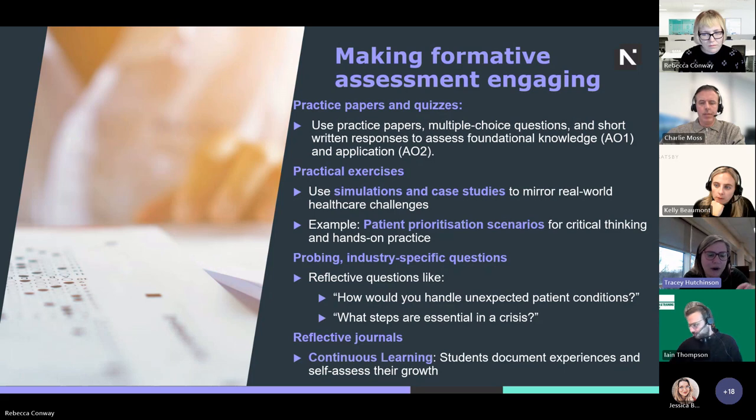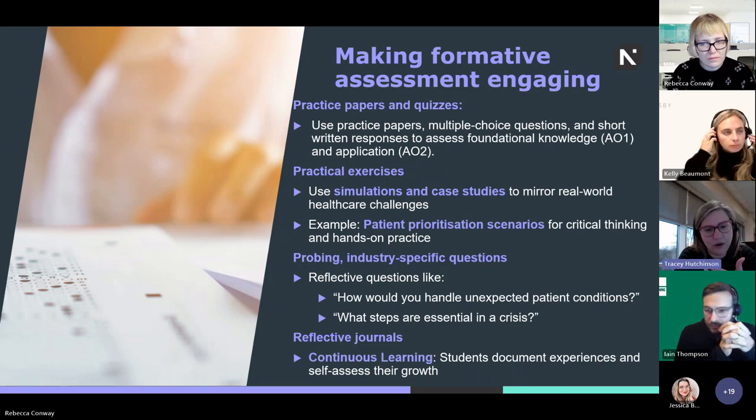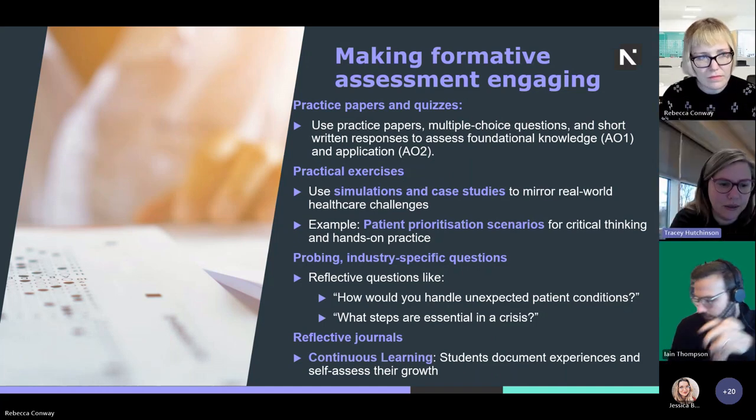It really helps us understand where our students are sitting, whether it's AO1 identifying knowledge or AO2 application of knowledge. Another really important part is active learning through practical exercises, mirroring real world healthcare challenges, simulations and case studies. For example, using patient prioritisation scenarios, which are really good for ethical debates as well, and help develop critical thinking and decision-making skills. That hands-on practice really helps bring the theoretical knowledge to life, so it helps prepare students for those healthcare environments.